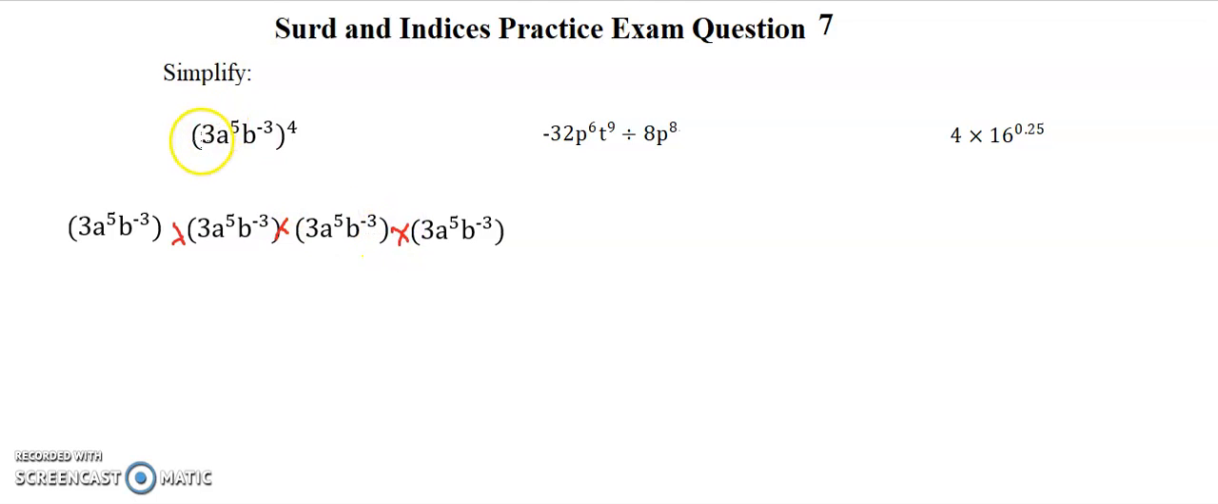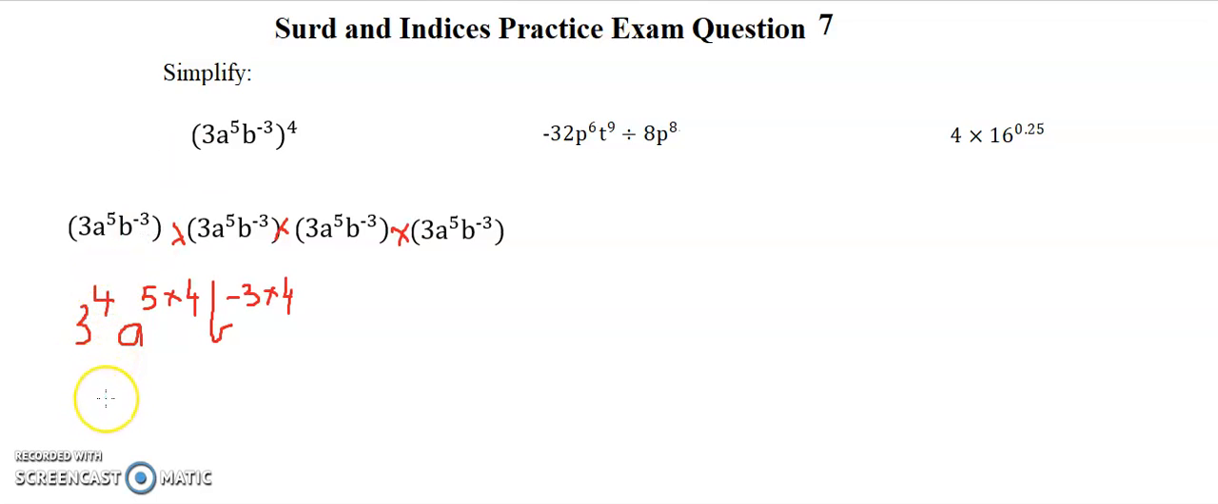So that means instead of doing that, I could say I've got 3 to the power of 4. I've got a to the power of 5, I've got 4 groups of it, so timesing by 4. And I've got b to the power of negative 3, I've got 4 groups of it. Now we can simplify.